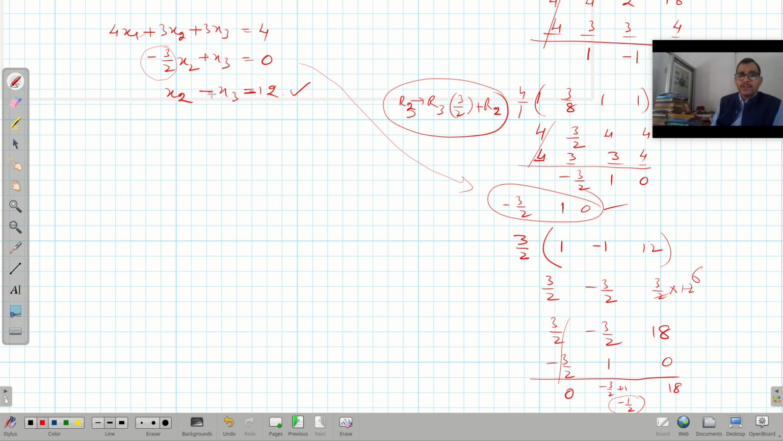So using this, the equations become 4x1 plus 3x2 plus 3x3 equal to 4, and here it is minus 3 by 2 x2 plus x3 equal to 0, and here it is, yeah, minus 1 by 2 x3 equal to 18. That's what we are getting here.